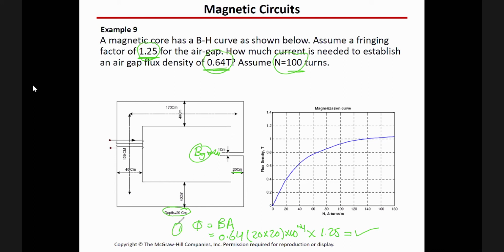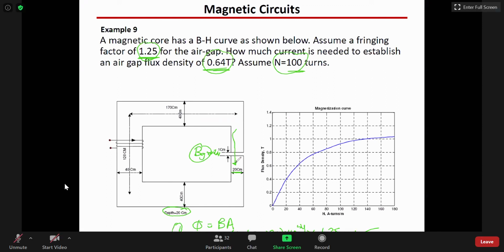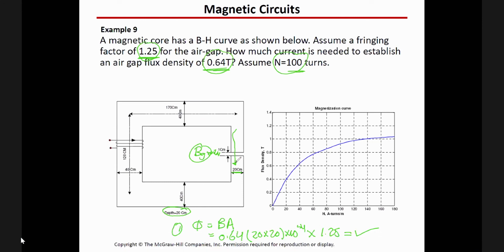Step number 2: the flux in the air gap will be the same as the flux in the core because it's one flux in the whole circuit. Do you agree? It's like current. Yeah, it's one flux in the whole circuit. I'm not going to solve the whole example, but I will explain the solution.